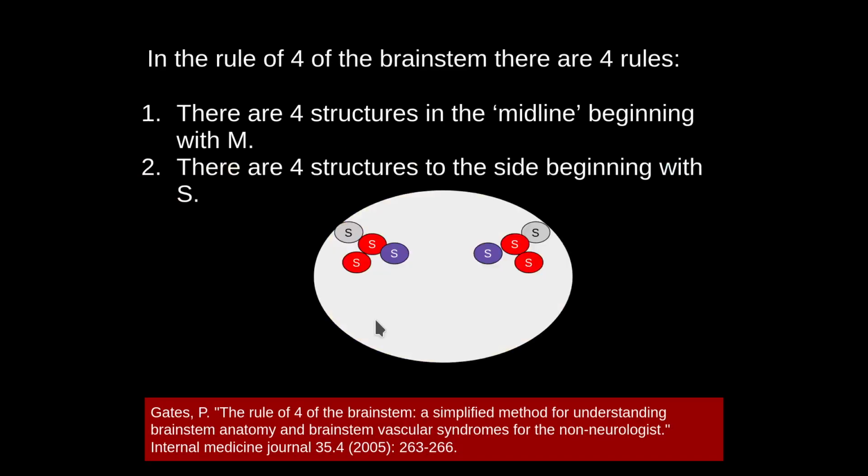Rule number two. So if rule number one is about M's, rule number two is about S's. There are four S structures on the side as such. So a pattern in the spinal cord is maintained in the brainstem. Anything sensory other than that medial lemniscus is located dorsal and to the side, dorsal lateral in the brainstem. And this rule is maintained throughout the brainstem, not like the M's.